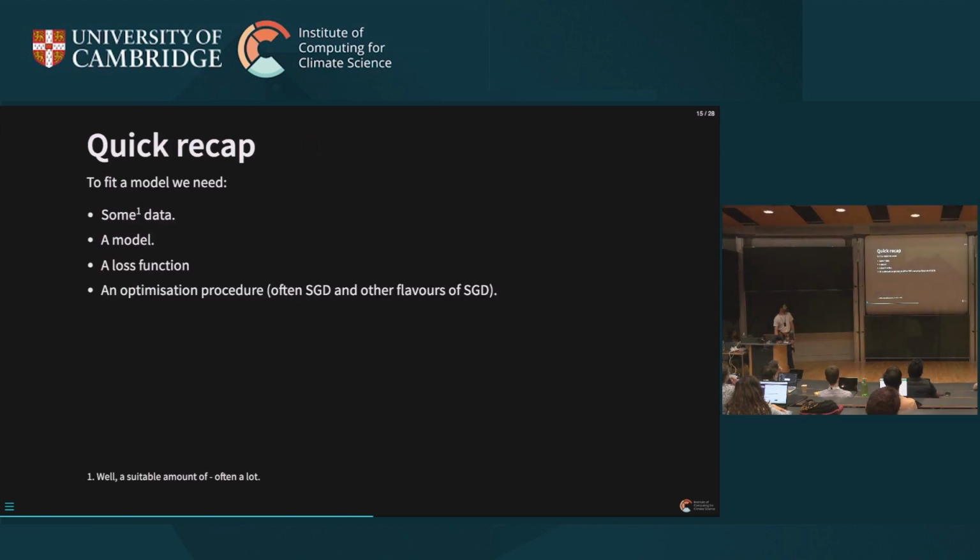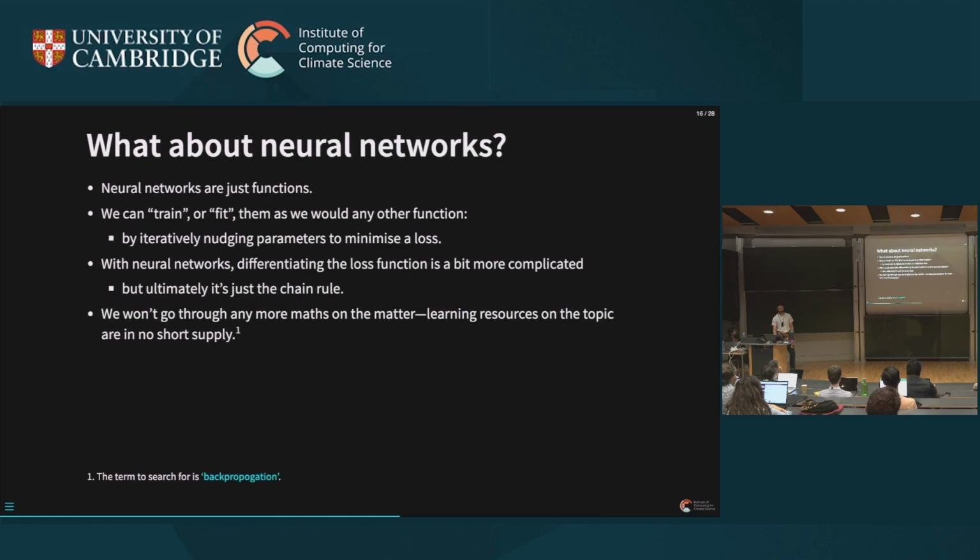Just to recap, to fit a model, we need some data, a model, a loss function, and an optimization procedure. Often this is stochastic gradient descent, but there are other flavors. With neural networks, which we'll come on to, you often need quite a lot of data. They're very data-hungry processors. So how does what I mentioned apply to neural networks? Well, it's pretty much all the same. Neural networks tend to be a lot more complicated in terms of the number of parameters, but the whole principle is just iteratively nudging parameters to minimize the loss using stochastic gradient descent.